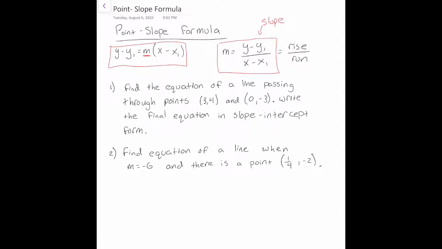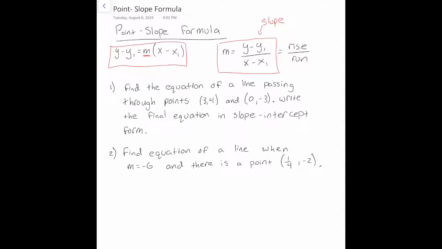So we'll go ahead and look at problem 1 here to start. So problem 1 states, find the equation of a line passing through points (3, 4) and (0, -3). Write the final equation in slope-intercept form.